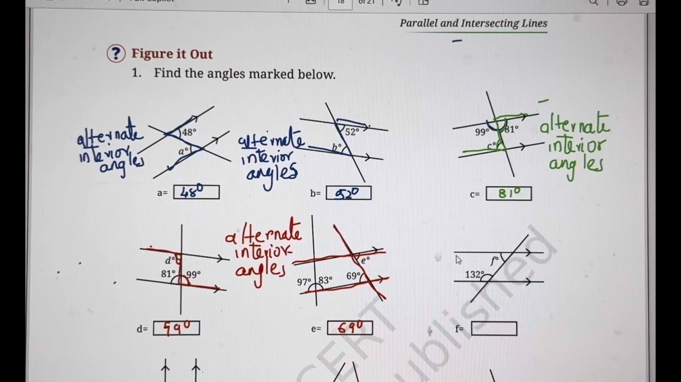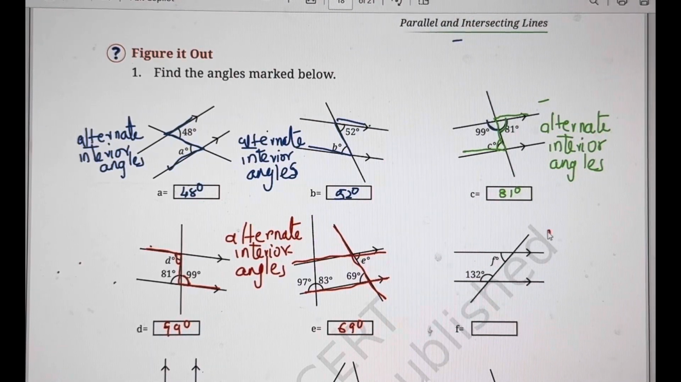In question F, first identify the parallel lines. These two are parallel lines. You can see the notation. This is a transversal. Right, now here Z is not being formed. Both the angles are on the same side of the transversal. So you remember interior angles on the same side of transversal, their sum is 180 degree.